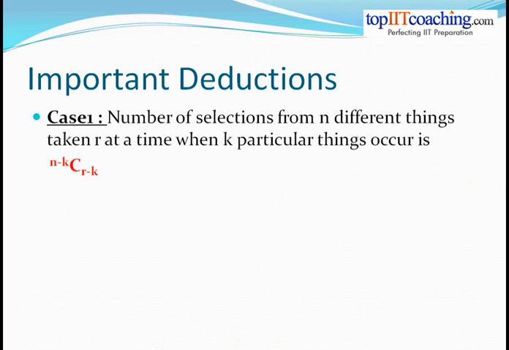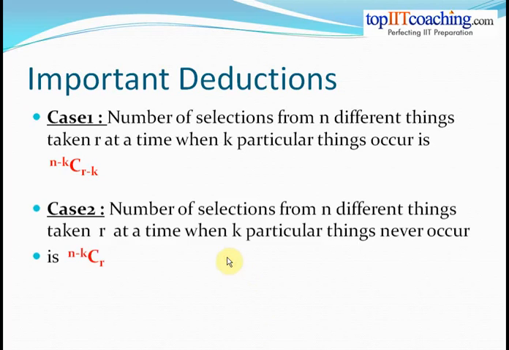Now let's take another case where the number of selections from n different things taken r at a time when k particular things never occur is n-kCr. Now what we have to do is we have to find the number of selections from n different things, and we need to take r at a time when k particular things never occur. So again we'll try to see why does this happen.